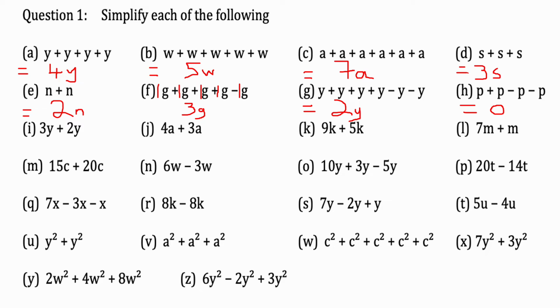So think of it as I've got 2p minus 2p, which goes to 0. Part I, 3y plus 2y is 5y. Part J, 4a plus 3a goes to 7a, guys, collecting my a terms together. Part K, 9k plus 5k is 14k.